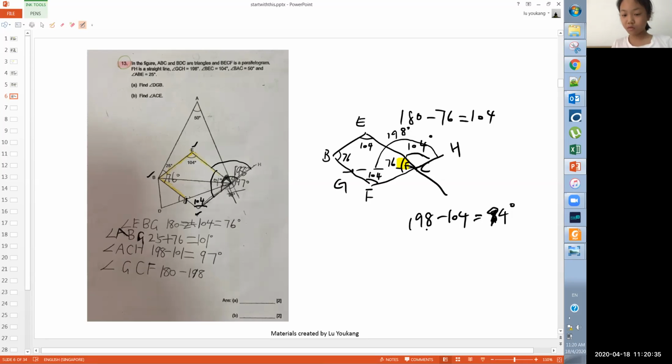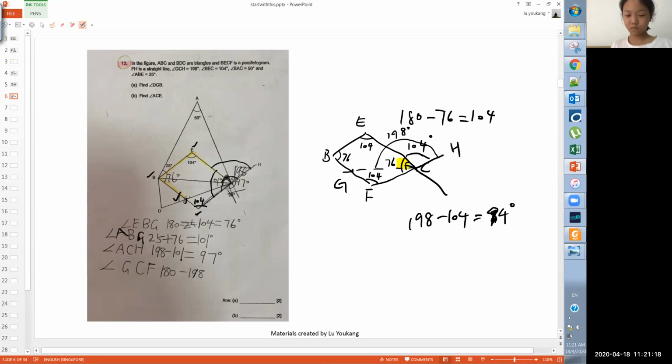By the way, this question is quite messy. GCH. Okay, and then you say BEC. BEC is 104, which is 104 here. Okay, and then BAC, where's BAC? BAC is 50. Okay, and then ABE, where's ABE? It's 25. Then the question asks for DGB. Where's DGB? DGB, which is here, right?